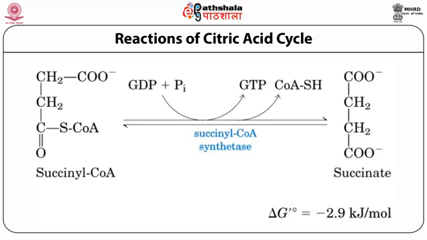Succinyl coenzyme A, like acetyl coenzyme A, has a thioester bond with a very negative free energy of hydrolysis. In this reaction, the hydrolysis of this thioester bond leads to the formation of a phosphoester bond with inorganic phosphate. This phosphate is transferred to a histidine residue of the enzyme, and this high energy unstable phosphate is finally transferred to GDP, resulting in the generation of GTP.